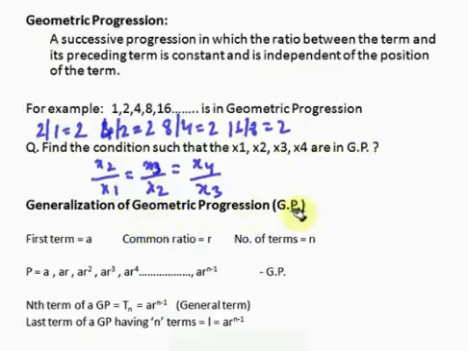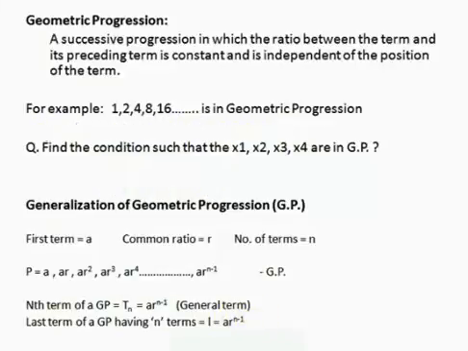If we generalize the geometric progression, take the first term as A, the common ratio as R. The common ratio is the ratio between the term and its preceding term. Number of terms is n. Then our progression becomes A, AR, AR square, AR cube up to AR raised to n minus 1. The nth term of our GP will be AR raised to n minus 1. The last term of the GP having n terms will be equal to the nth term, that is AR raised to n minus 1.